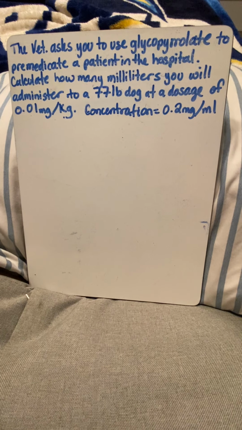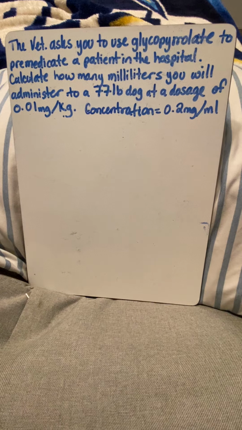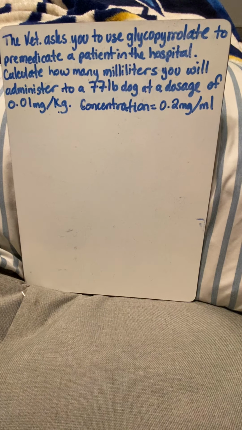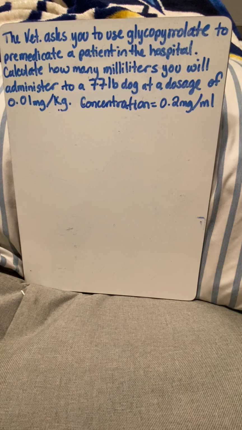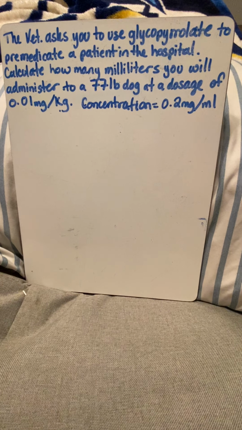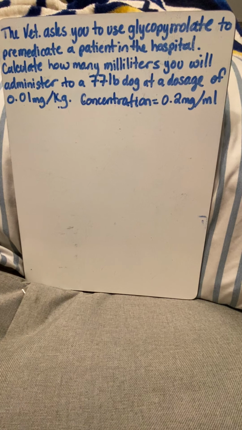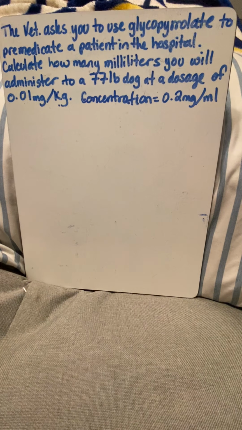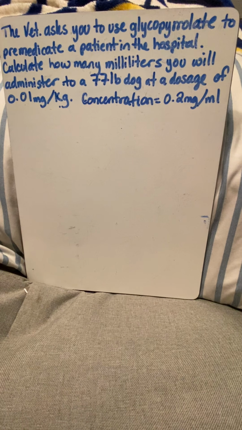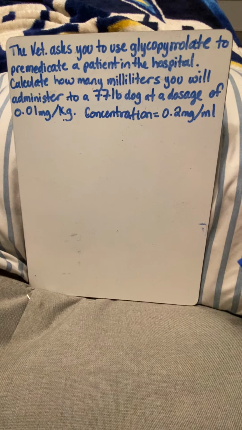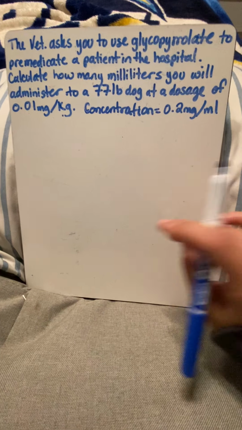Okay, so the first question we'll start off with: the veterinarian asks you to use glycopyrrolate to premedicate a patient in the hospital. Calculate how many mLs you will administer to a 77-pound dog at a dosage of 0.01 mg per kg. Your concentration rate will be 0.2 mg per ml. So how do we start off in the first place?